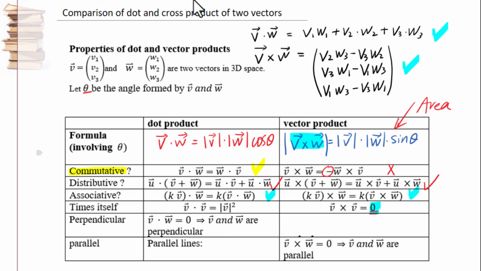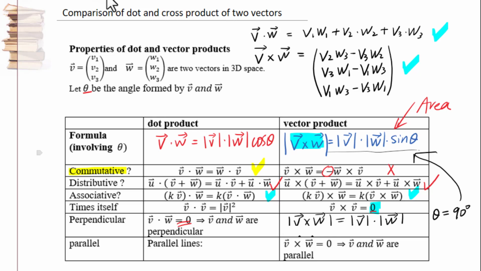Two vectors are perpendicular if the dot product of the two vectors equals 0, which means these two vectors are perpendicular. How to use vector product to decide two vectors are perpendicular? Theta equals 90. We do the substitution into this formula. Magnitude of vector product equals length of v times length of w.